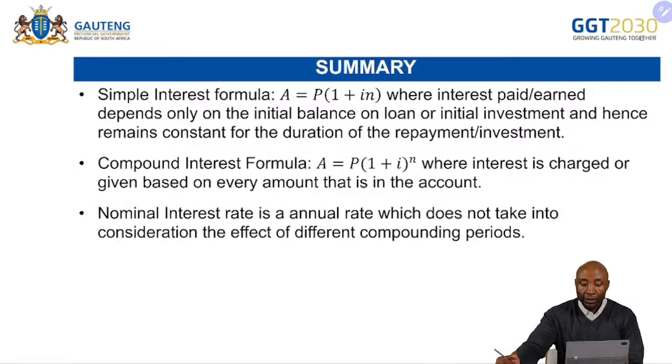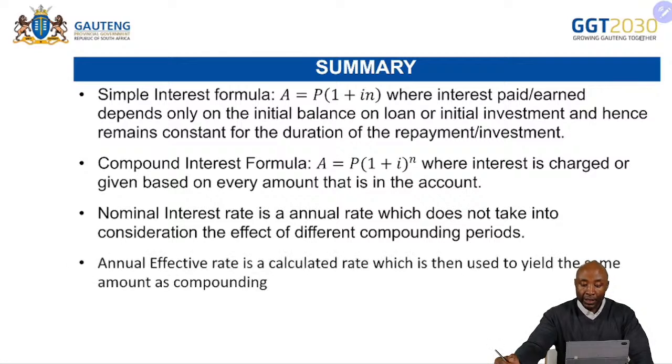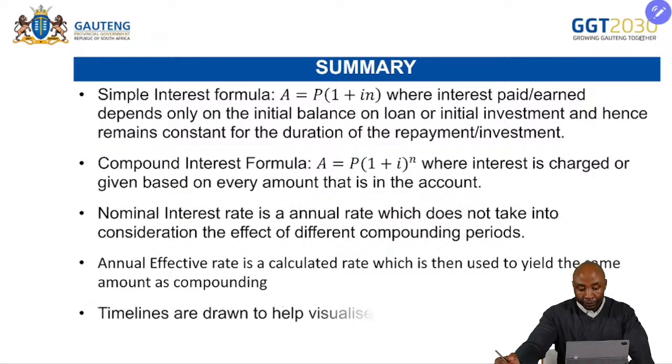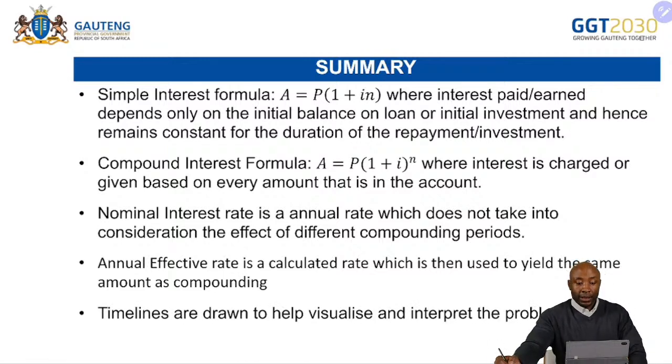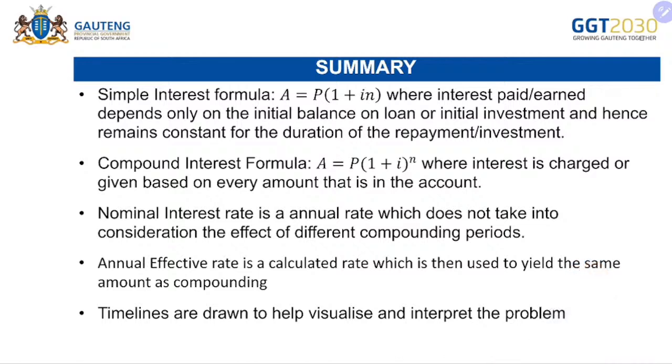We have also looked at the nominal interest rate as well as the effective annual interest rate, and we are able to see that it will change according to the compounding periods, and we get the effective interest rate. Now, we use a timeline to help us understand, visualize and interpret the problem easily and correctly, and we are able to answer financial maths problems. Please, let's practice more, and we should be able to get these marks.